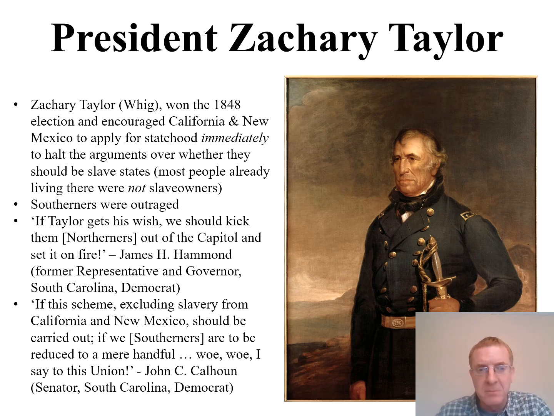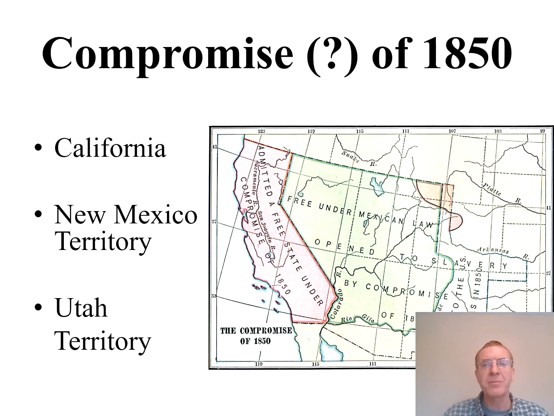John C. Calhoun was a little bit more eloquent in his speech. He said, if this scheme excluding slavery from California and New Mexico should be carried out, if we are to be reduced to a mere handful, then I say, woe, woe upon this union. So you can see the anger that Southerners are expressing towards this Southern-born president. And this is going to basically make the Whig Party no longer seen as a viable option for many Southerners.